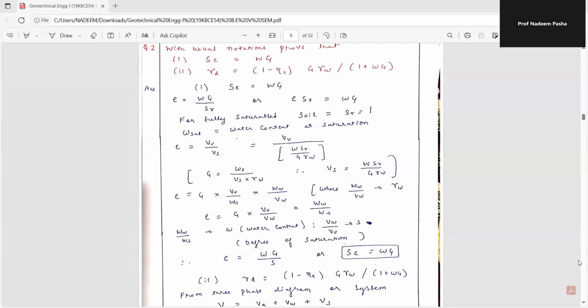W into SR divided by G into gamma W, because G is equal to Ws by Vs into gamma W. So your Vs will be equal to W into SR into G into gamma W.